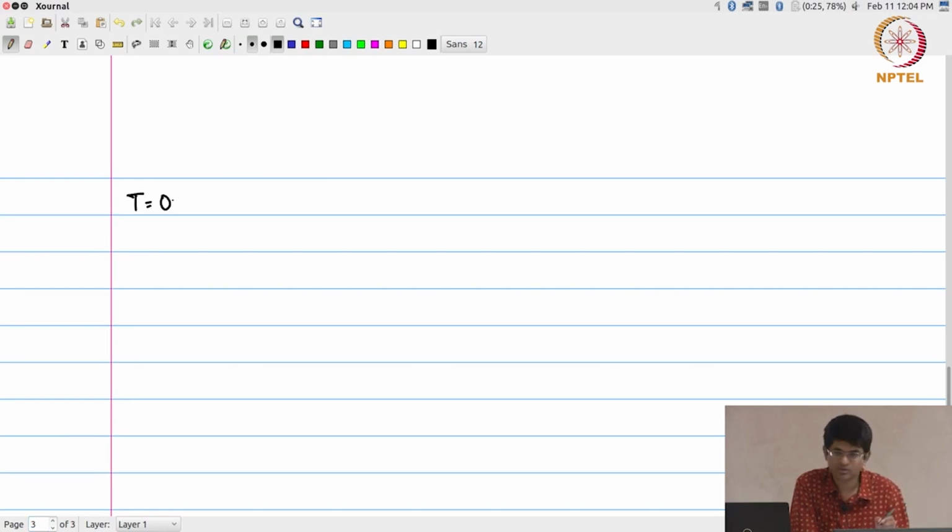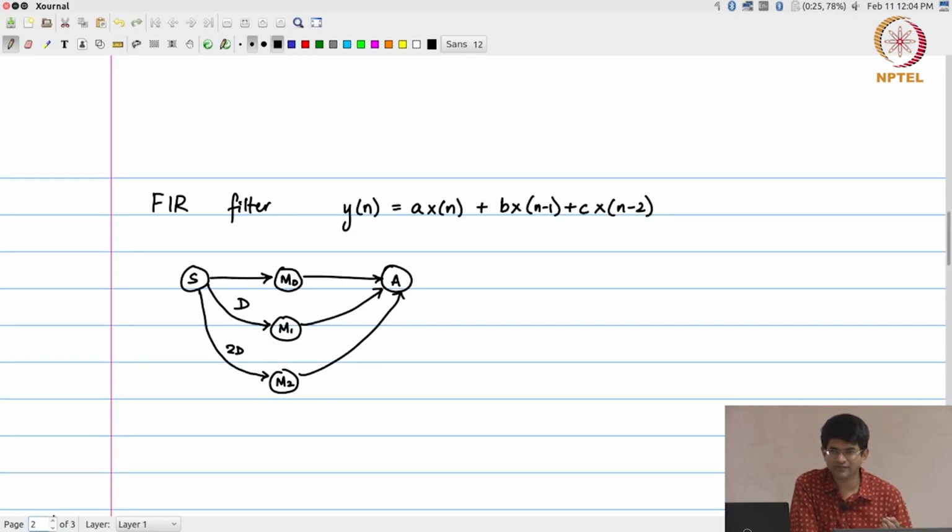At t equal to 0, S fires n times. Okay. So that essentially corresponds to the firings S0, S1, etc. up to Sn minus 1. Okay. Now let's draw what the data flow graph is going to look like at the end of this process. That is to say, after S has fired n times, what does the data flow graph look like, right?